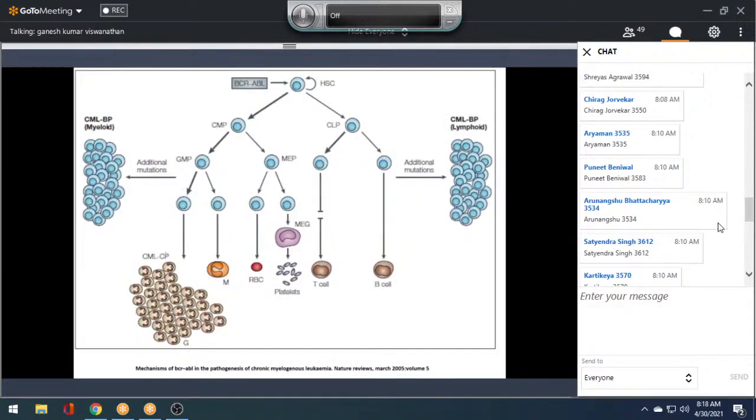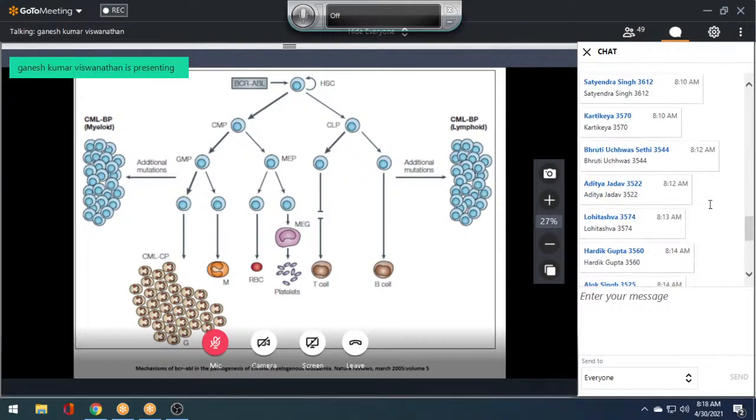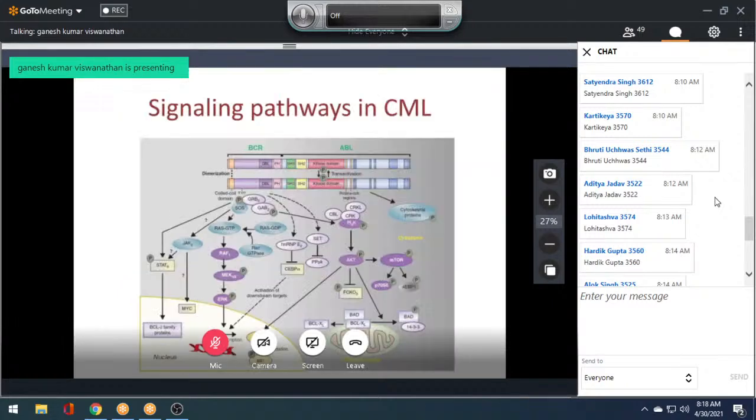So normally this happens in chronic phase. We will study in a while that CML has other phases also, blast phase and accelerated phase. Here additional mutations occur. It's a very busy slide.